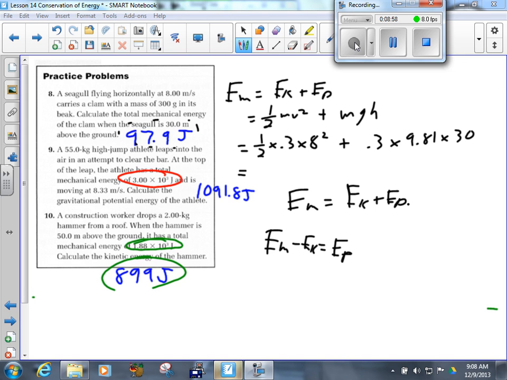All right, so not a difficult calculation. I just have to plug in the numbers I was given. 3,000 joules, okay, minus 1/2 times 55 times 8.33 squared. Okay, when I do that, I should get 1,091.8 joules. Okay.